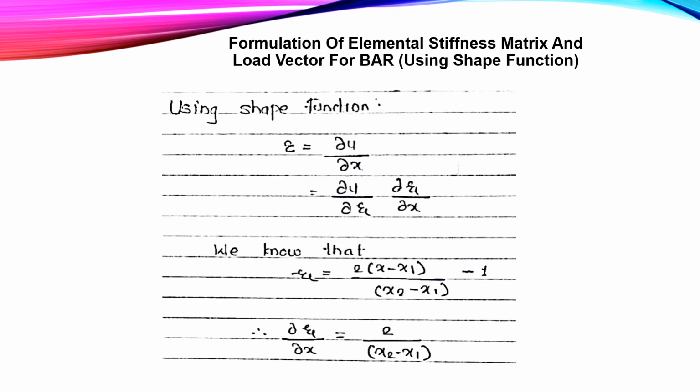Now the formulation of the elemental stiffness matrix and load vector for a bar using shape functions. So using shape functions, first of all, strain is equal to change in displacement, so I can write del u by del x, and del u by del x is equal to del u by del zeta into del zeta by del x. So we know that zeta is equal to 2 into (x minus x1) upon (x2 minus x1) minus 1. So the partial derivative of this natural coordinate, del zeta with respect to x, is equal to 2 upon (x2 minus x1).